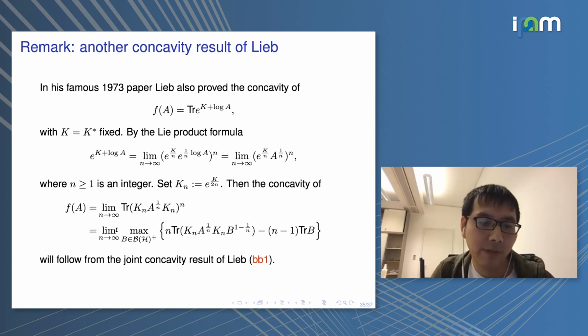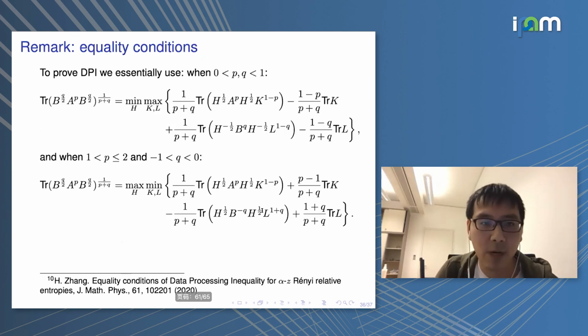If you just formally exchange this limit and this maximum, then there is another variational formula for this function f, where f can be written as a maximum of some function which is given in terms of the quantum relative entropy. That duality formula is also kind of well known. So this is the first remark.